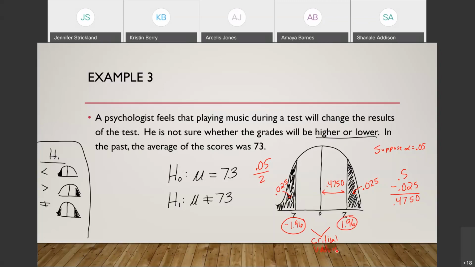All right, so that's it for step 2. Does anybody have a question?